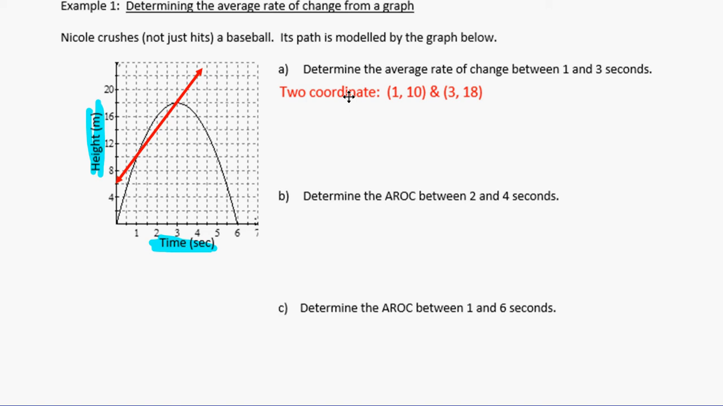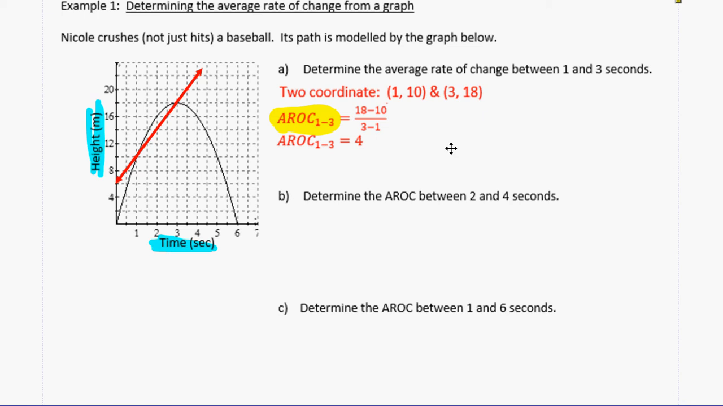Next thing I do is find the AROC, and notice again here, instead of writing M, I write AROC of 1 to 3. So that's a nice fancy notation of how to write the AROC. Again, AROC 1 to 3, y2 minus y1 over x2 minus x1, and there we go. And so we get an average rate of change of 4, which is a slope of 4. Again, you can see that on the line as well.